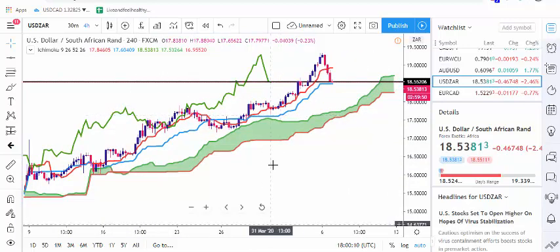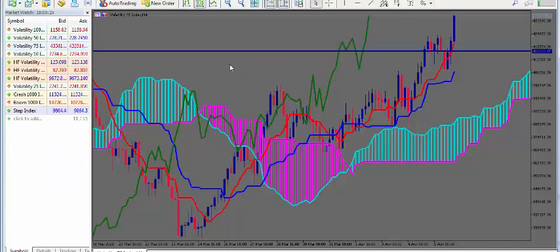So this is for currencies. Now let's go to MetaTrader 5 and see how we can use the Ichimoku to trade binary. So this is MetaTrader 5, and here we have Volatility Index 75 on the 4-hour time frame. So how can you place your indicator on your MT5? Here it says Insert, you click on it, and it says Indicators.